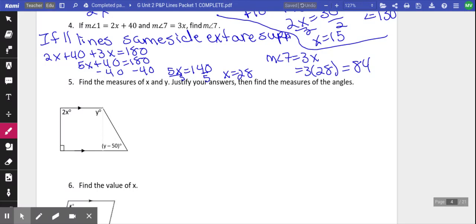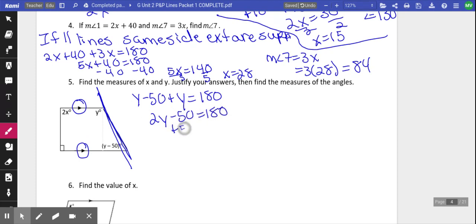Number 5, what we need to know here is these little arrows on lines means those lines are parallel. So I want to find the angles. So if these two lines are parallel, this line right here is a transversal. So that means y minus 50 plus y equals 180 because those are same side interior angles. So I solve that equation.